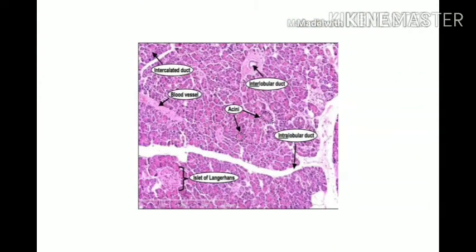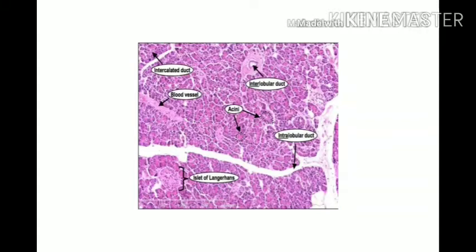This slide shows you a TS of the pancreas. This is how it looks when you take a section, and these are the things that you can clearly see: the acini, the islets of Langerhans, the presence of blood vessels and the intercalated duct and the intralobular duct, and also the interlobular duct.